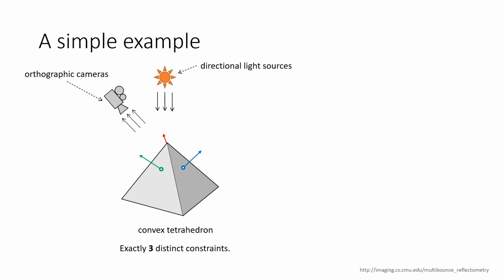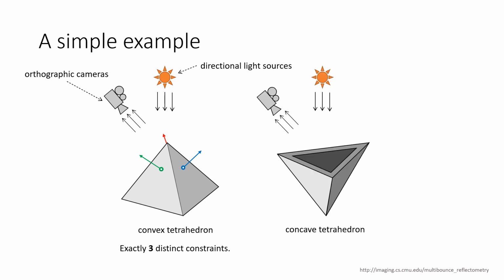We additionally consider the concave side of the same tetrahedron. Thanks to the paths that reflect multiple times at its interior, a single image in this case will provide us with significantly more constraints on the BRDF.